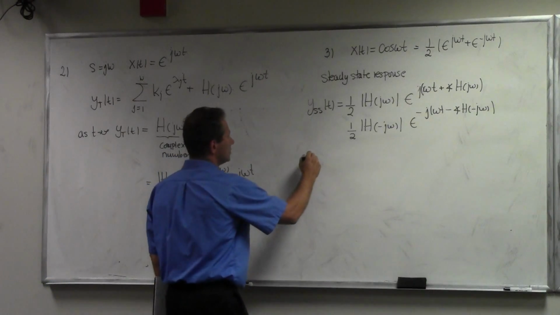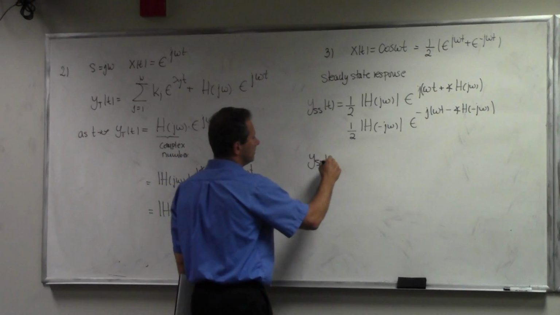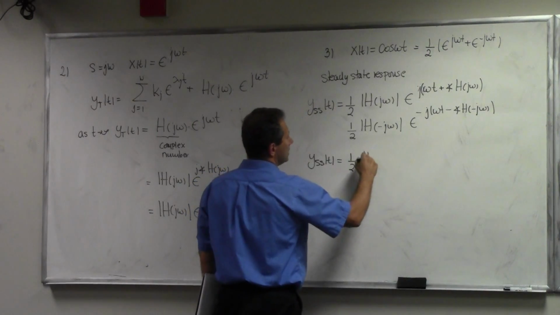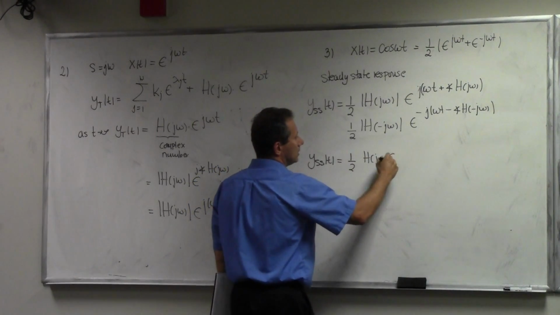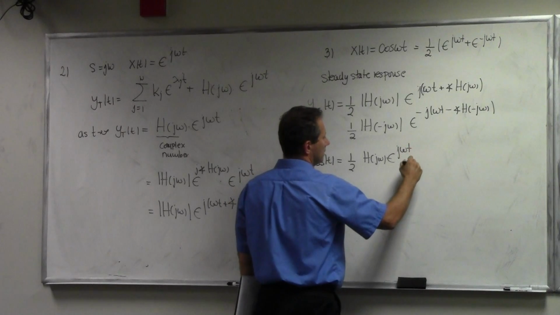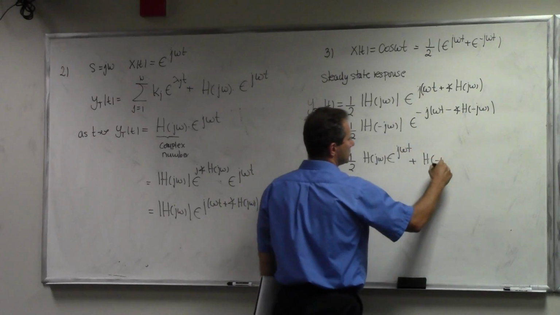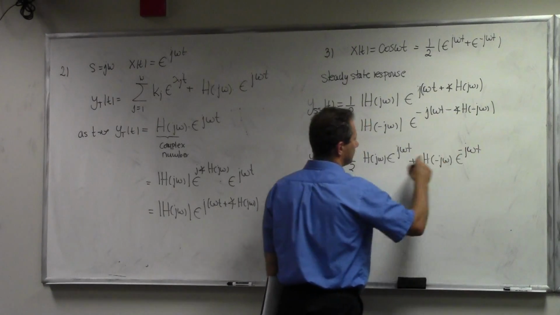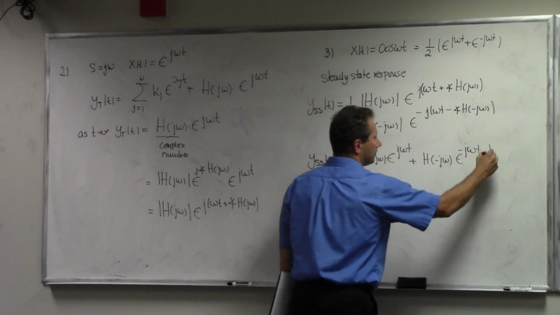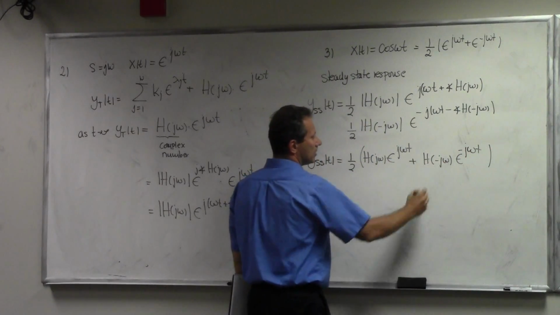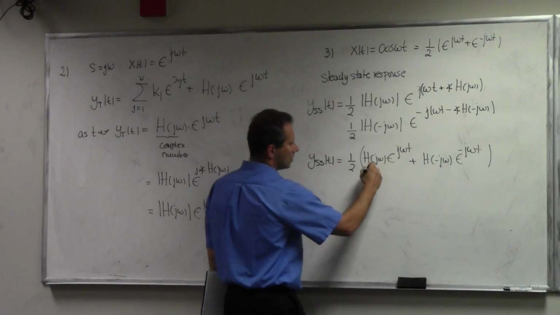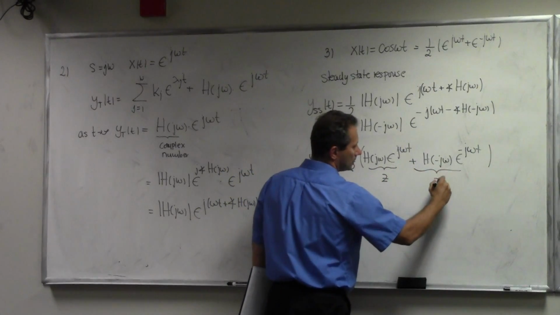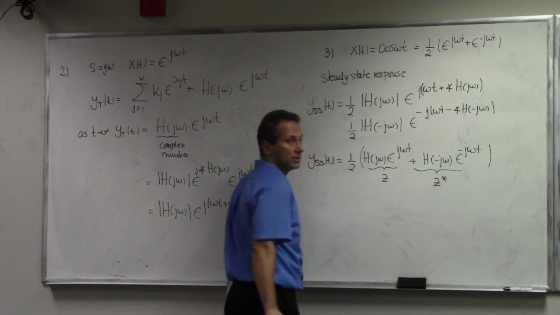Another way to write this is you can say y steady state of t is going to be equal to 1/2 times h of j omega e to the j omega t plus h of minus j omega e to the minus j omega t. Now what you realize is both of these are complex numbers on their own. If I call this z, then what is this? This is z complex conjugate, right?